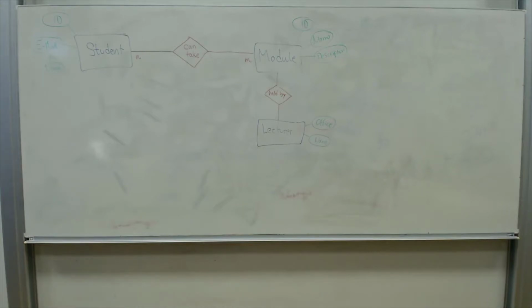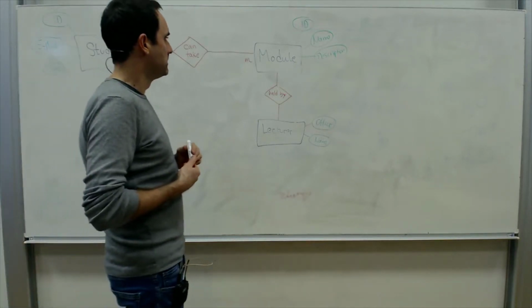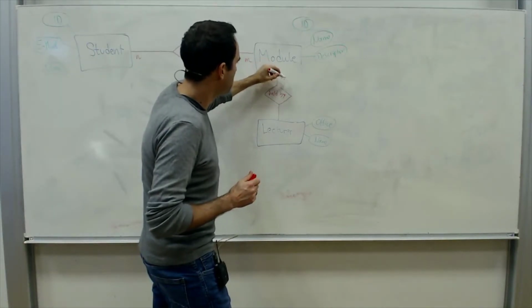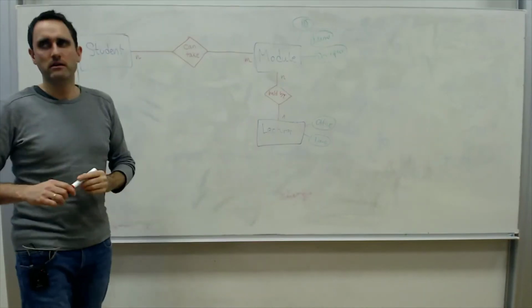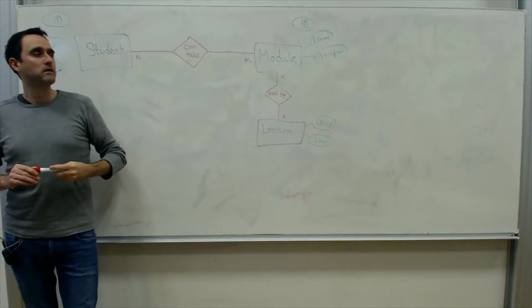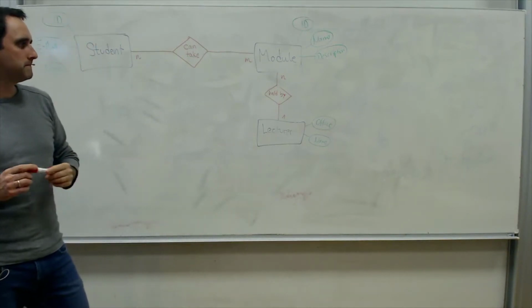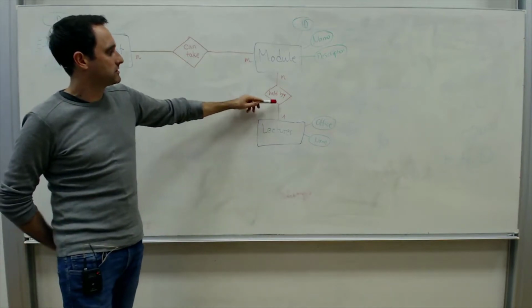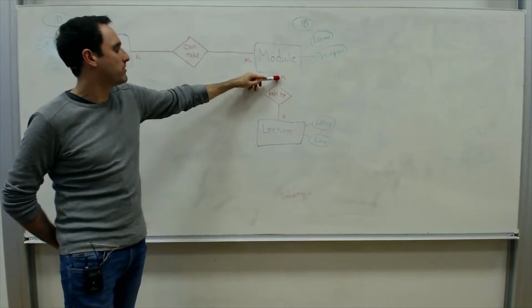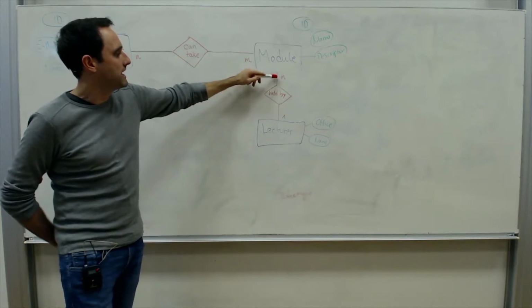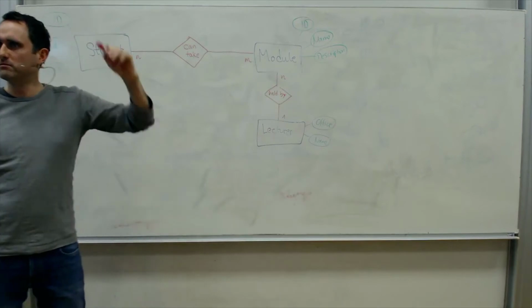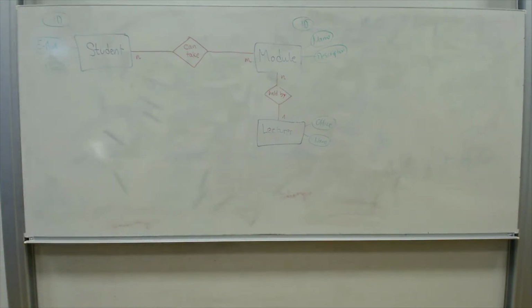And the situation says that there's only one lecturer held in one module, so we have the n-to-1 relationship. This means that the module is held by one lecturer, but one lecturer can hold different modules. So one lecturer can hold any number of modules, and any number of modules is always held by only one lecturer. So you can read it both ways. So is there anything else? That's the whole model?